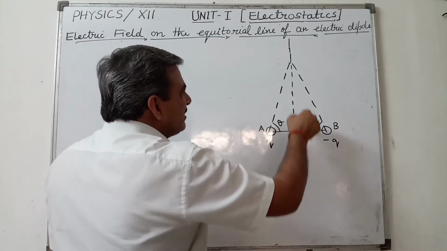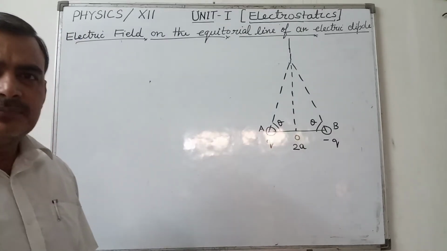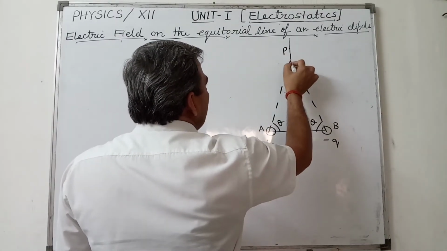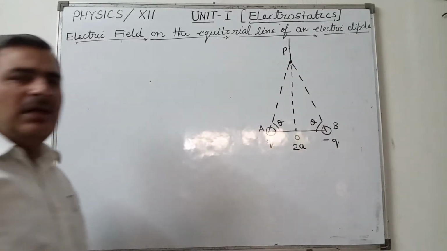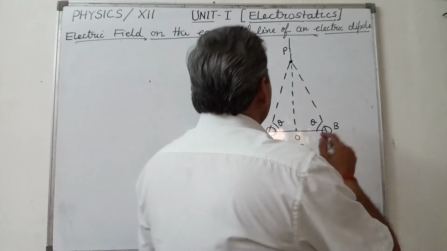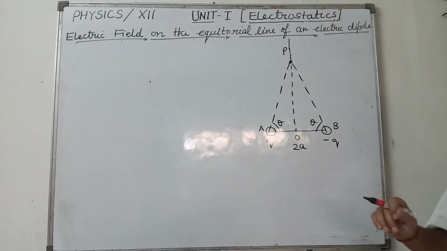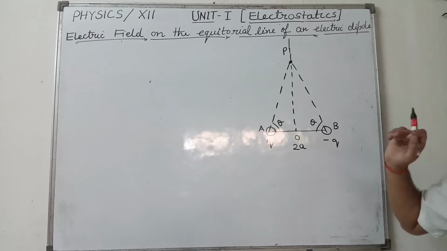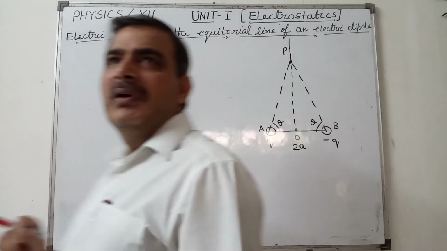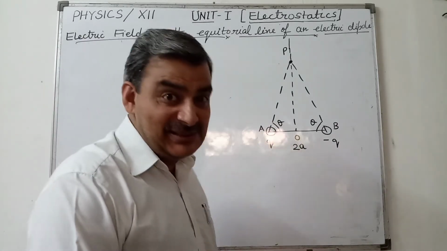And if this line is the perpendicular bisector, or you may call this the equatorial line of this electric dipole, and if you take any point P somewhere here on the equatorial line, first thing is how we can find the electric fields at the point P due to these charges placed at A and B. To find the electric fields at the point P, you must have an idea about the directions of the electric field.